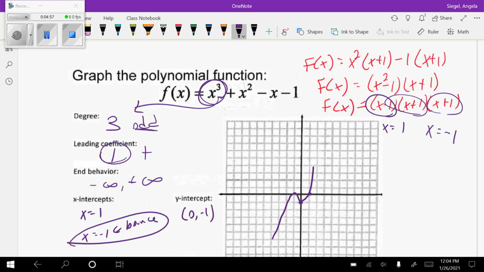So let's see if this satisfies everything. It starts down, ends up, here's the bounce. It goes to my y-intercept. I believe we have it.